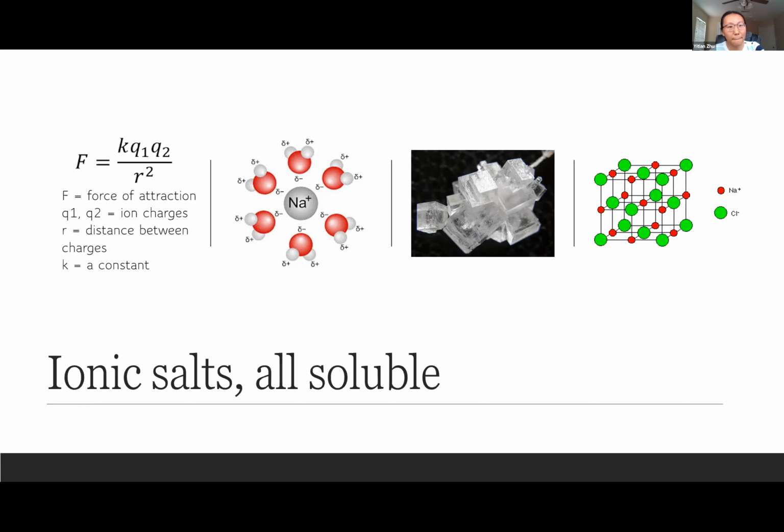The equation on the very left is called Coulomb's law, and it just tells you how strongly these ions are attracted to each other in the lattice based on the charges of the ions. So for example, for sodium, it's a +1 charge, and based on the distance between the two charges.